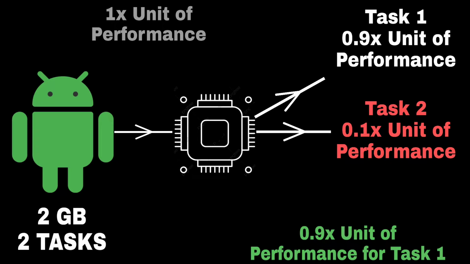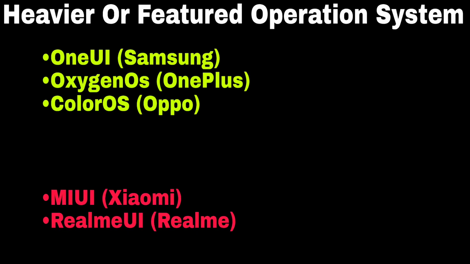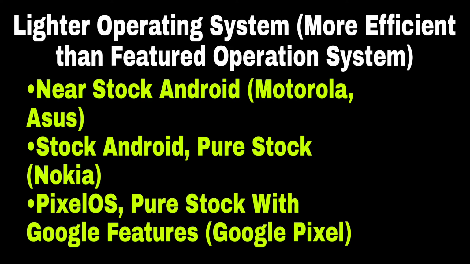Some examples of heavier operating systems are One UI, ColorOS, OxygenOS. These are all examples of heavier operating systems which have features and efficiency both at the same time. Whereas examples of stock Android, like Google Pixel smartphones and Motorola's smartphones, don't have as many features but are lighter, because of which you will see efficiency in the performance of your operating system. And that's why the operating system has to be as light as possible.